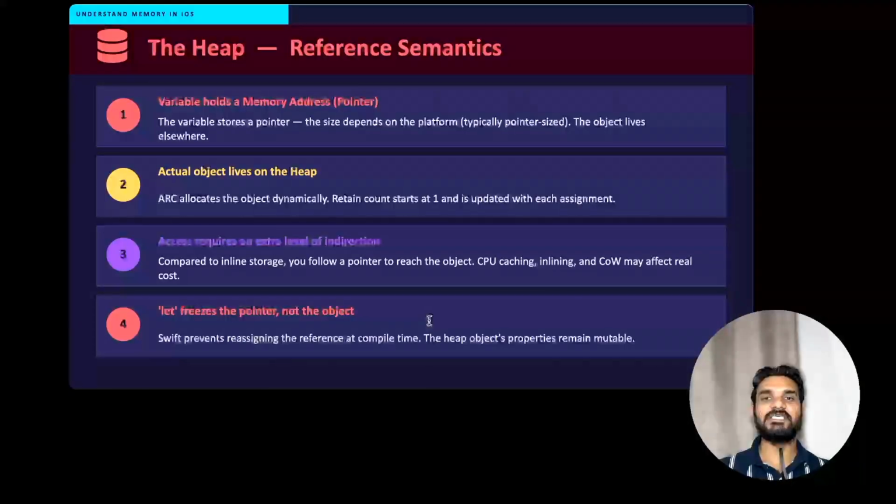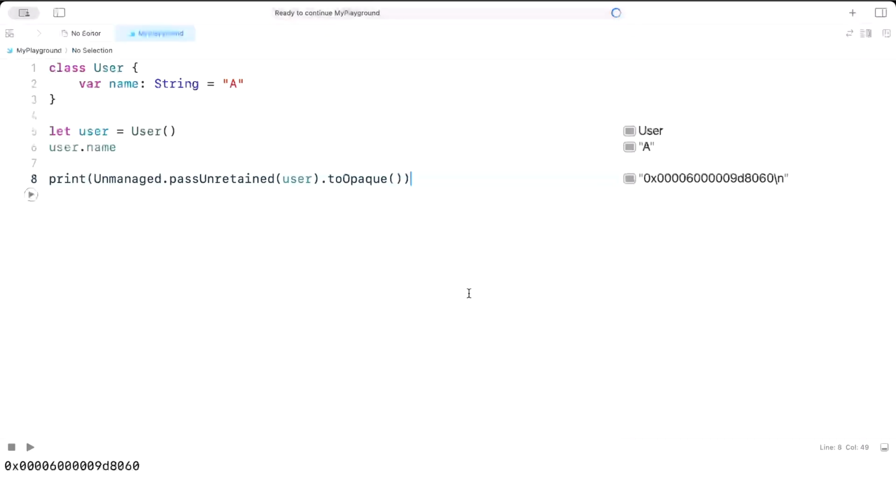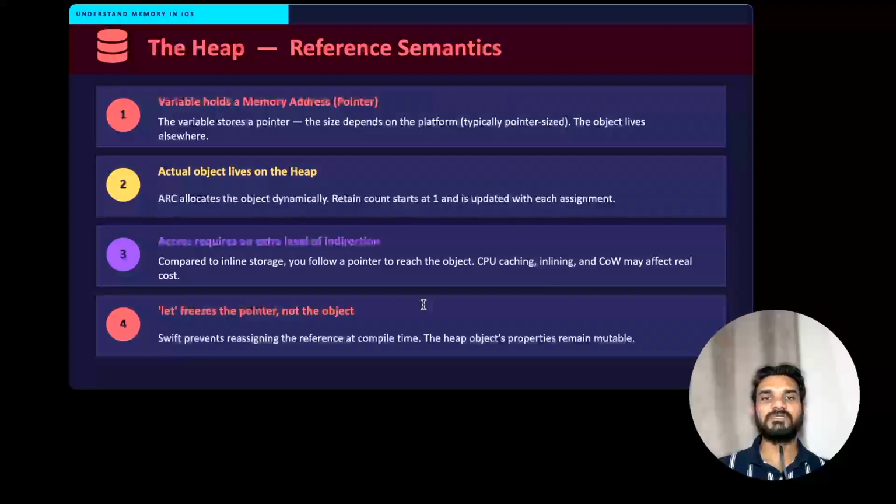Now let's look at the heap in detail. When we create a class, the variable stores a reference, not the object. The object is allocated separately in heap memory. Let me show you an example. So here I have defined a class User. If you see, I have defined this with a constant and I am printing user. On the right-hand side you will see the address of user. This address is the heap memory address where user is stored. So access happens in steps. First follow the reference, then reach the object, then access the data.